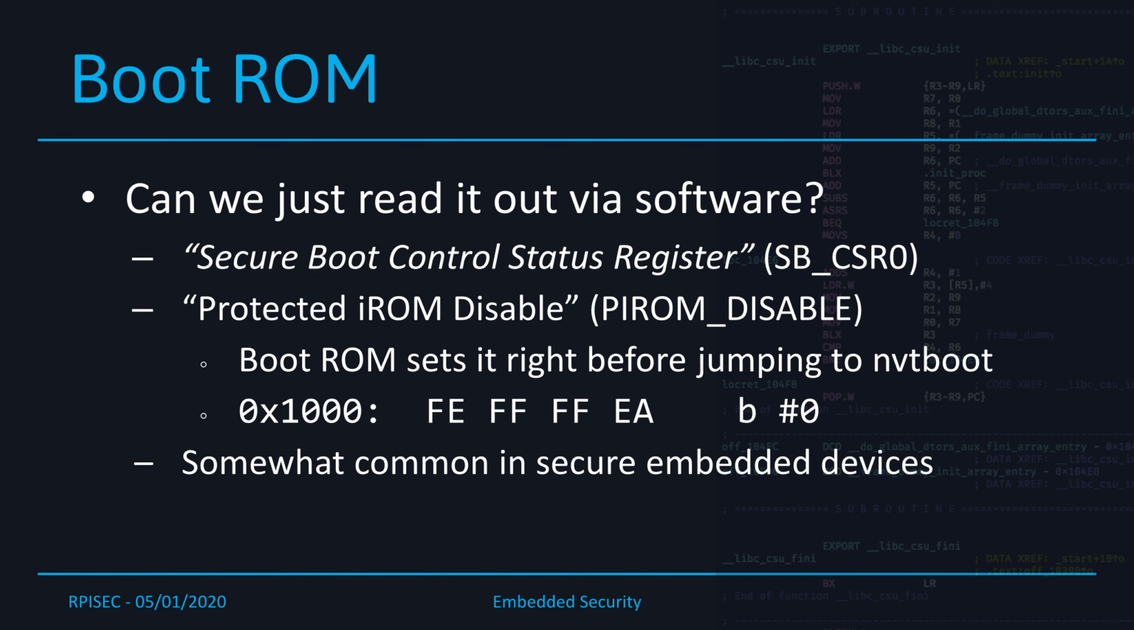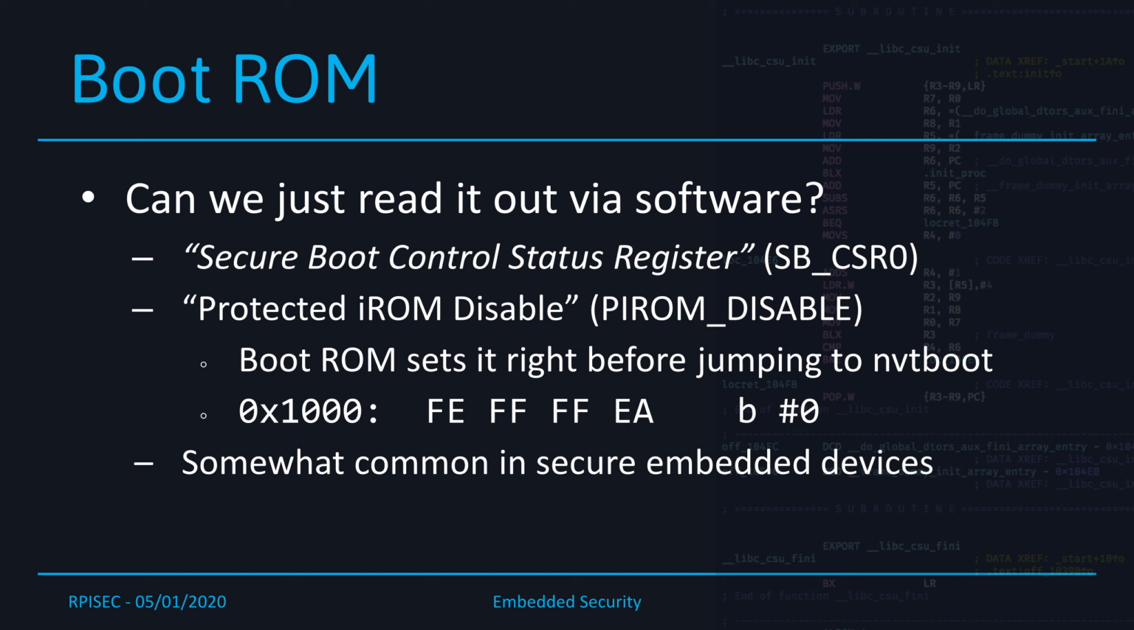So we can't read it out via software. Unfortunately, it's not that easy. So there is this thing called the Secure Boot Control Status Register. Basically, this is a register that controls a lot of things about the secure boot process, and you can read and write to this register if you have permission and you're running in the right context. And it has this field in this register called Protected IROM Disable, and basically the boot ROM sets this field on the register right before it jumps to our code, the NVT boot, which it loaded off of the flash.